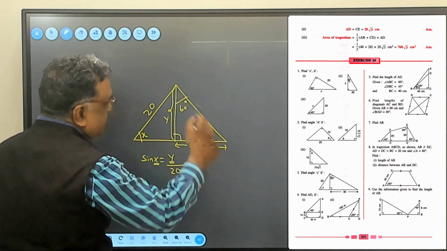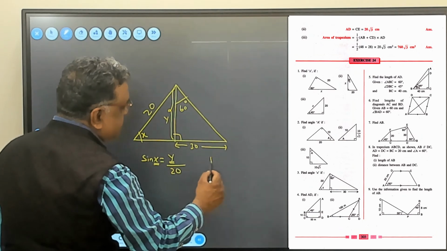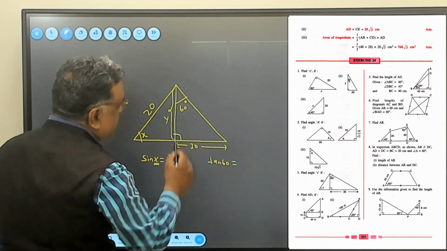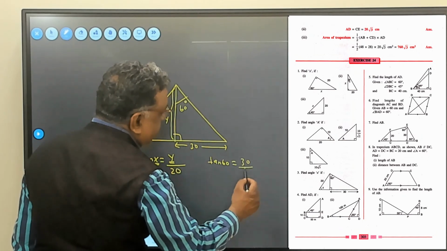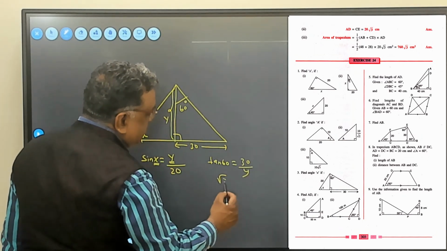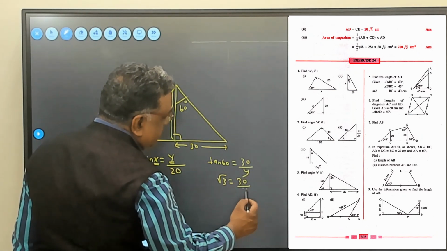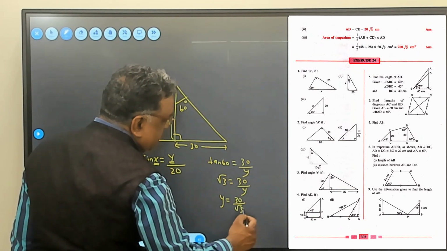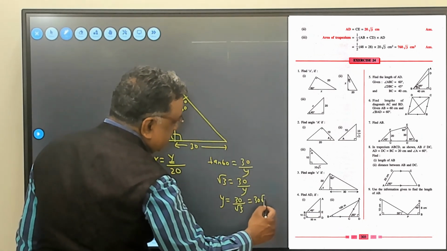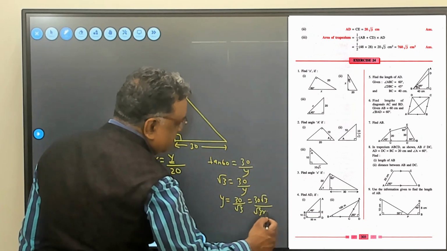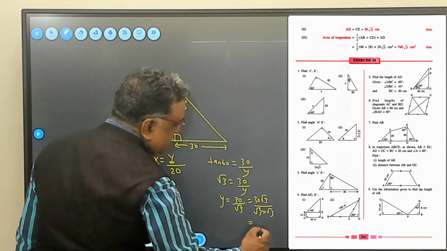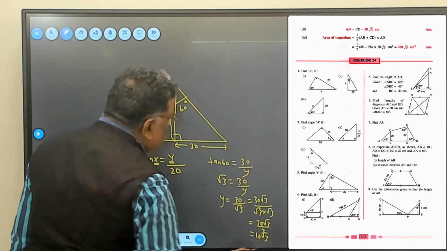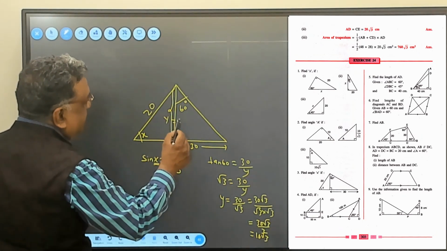In this triangle, can I find tan 60? Because tan 60 is opposite upon adjacent, which is 30 upon y. But tan 60 is root 3, right? So that is 30 upon y. So y will become what? 30 upon root 3. Now if I rationalize the denominator, so this will be root 3 into root 3, which will be 30 root 3 upon 3, which is 10 root 3. So y की जो वैल्यू है मेरे को 10 root 3 मिल गई.